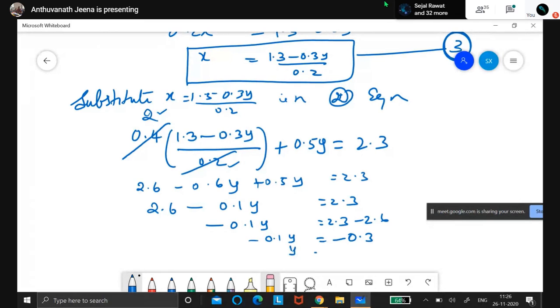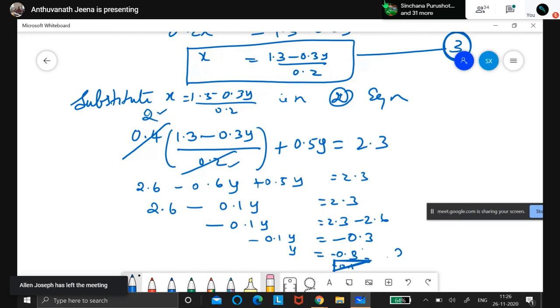So y is equal to what? 3. Again, that mistake you should not make. Don't write 0.3, it should be 3, because when you multiply with 3 only, you will get this answer. So y is equal to 3.